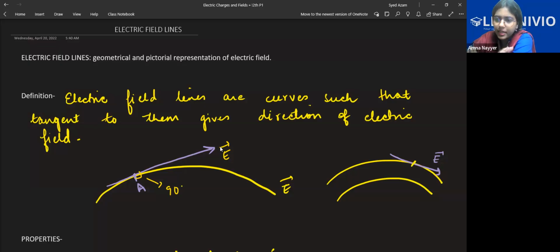That's it, it's done. After this, we have a good topic to discuss, that is electric flux and Gauss theorem, which will end the first chapter.